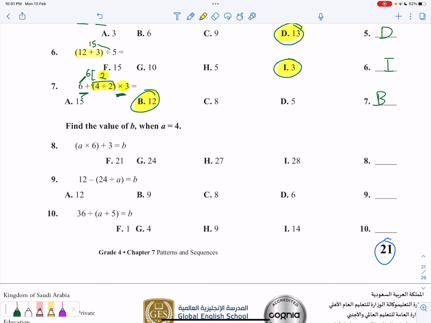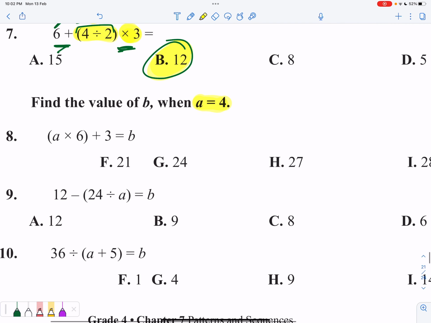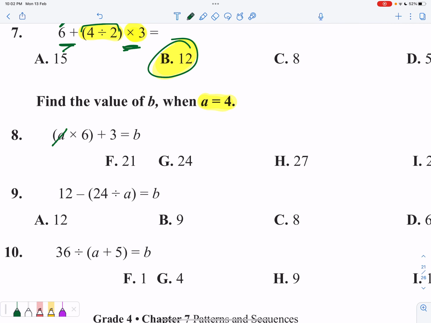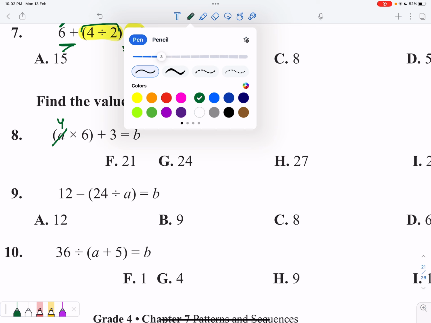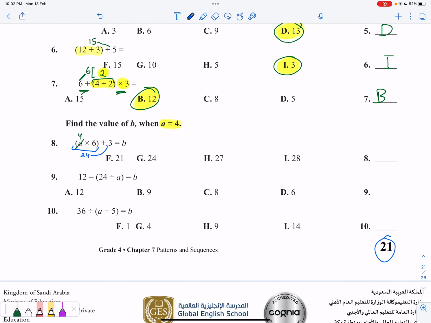Then, find the value of B when A equals 4. So he told us that A equals 4, okay? So we will come to that expression. We will write 4 instead of this A. Then we will just do the math, do the operations. I have parentheses and I have something added. Always consider the order of operations. So I have to do the parentheses first. I will do 4 multiplied by 6, that is equal to 24. Then you will add that 3, so 24 plus 3 is equal to 27. So 27 is the correct answer.